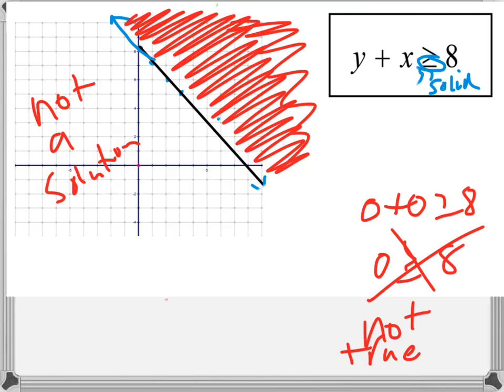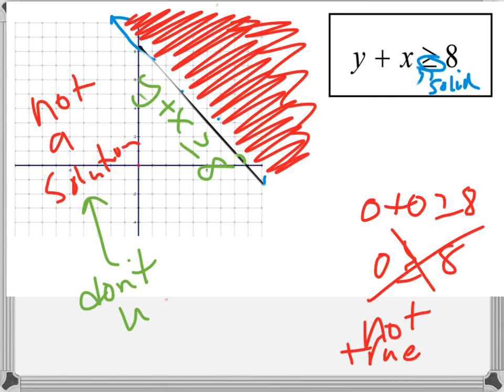All right, now you don't have to write not a solution. You just end up shading the side that is a solution. And so you want to write y plus x is equal to 8 here. Okay, it's actually probably better to write y plus x is greater than or equal to 8 right here. So don't write this, but I'm just writing it to let you know that that side's not a solution.